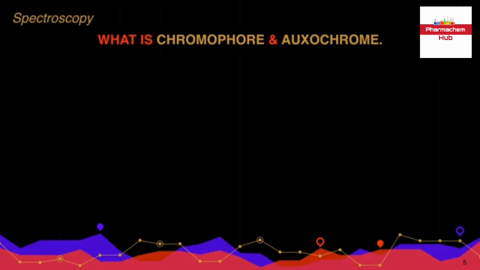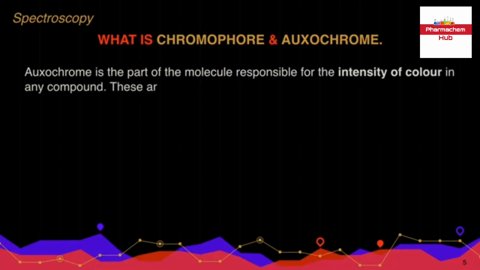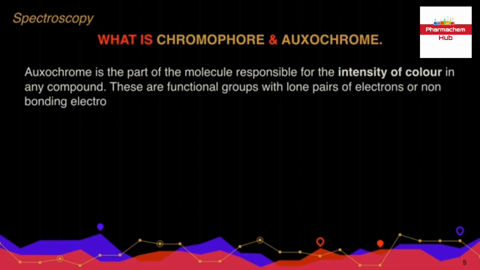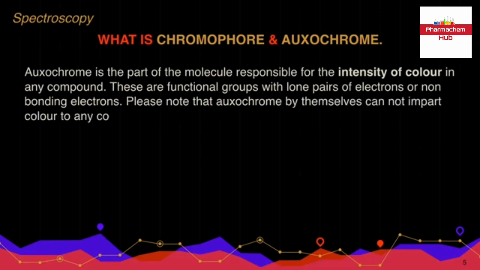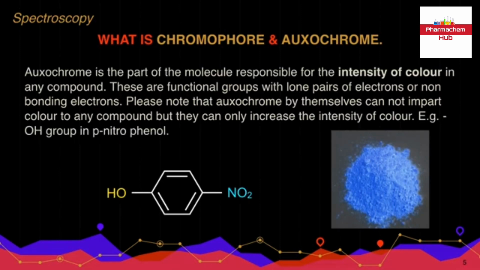Auxochrome is the part of the molecule responsible for the intensity of the color in any compound. These are functional groups with lone pair of electrons or non-bonding electrons. Please note that auxochrome by themselves cannot impart color to any compound, but they can only increase the intensity of the color. For example, OH group in para-nitrophenol.